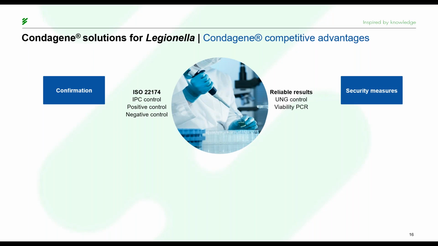Another security measure provided by Condagene is the addition of the UNG control, which eliminates the remains of the previous amplicons. That is the limitation due to cross-contamination that we saw just a moment ago. This is achieved through the degradation of the uracil bonds, the nucleotide used in the amplification of the PCR, and that is not found naturally in samples, and thus its amplification is avoided.